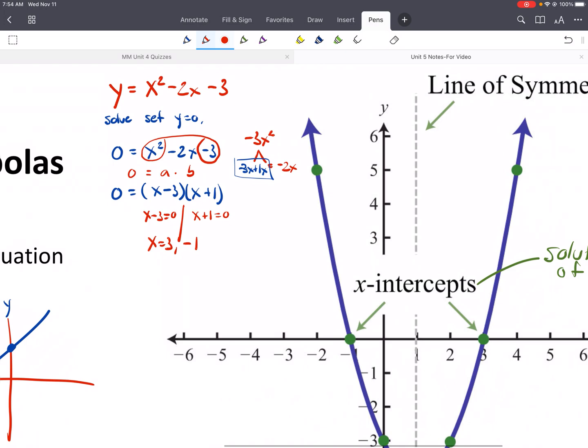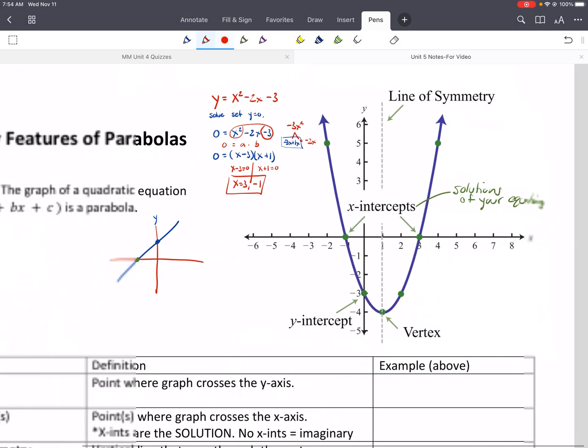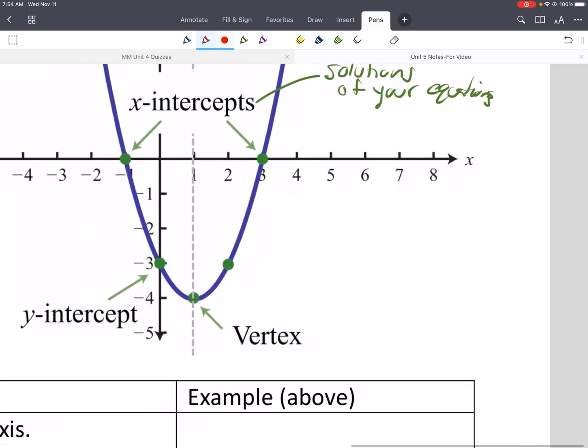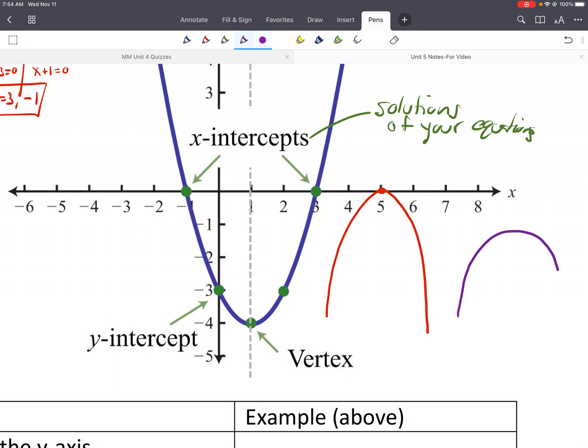Okay, so if we look at this graph, we can see where the parabola crosses the x-axis at negative 1 and at 3. Okay, so you'll see different parabolas in different situations. You could have a parabola that only crosses the x-axis one time. All right, you could also have a parabola that never crosses the x-axis.